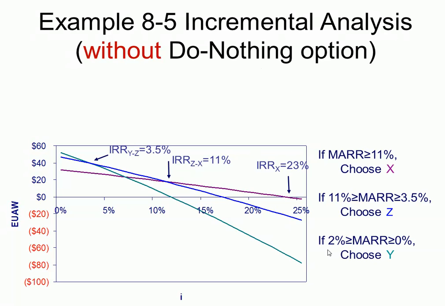And again, this is supposed to be 3.5 rather than 2. So I corrected this, right? So now you can see I corrected this. So here we have 3.5%. So if our minimum attractive rate of return is less than 3.5%, we're going to choose Y, right? Why? Because Y is a higher initial cost alternative.